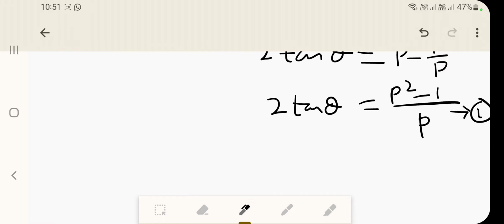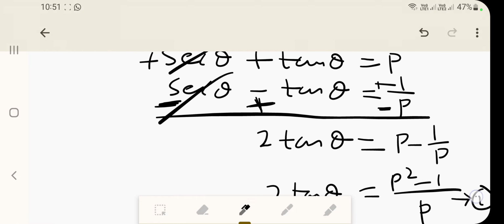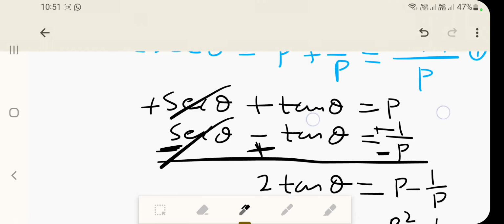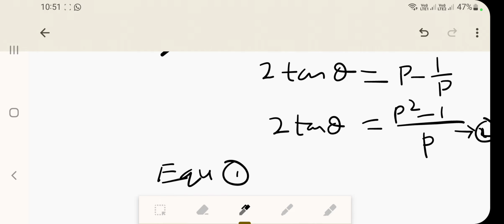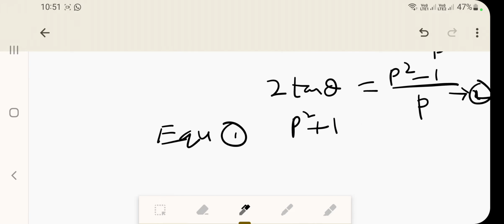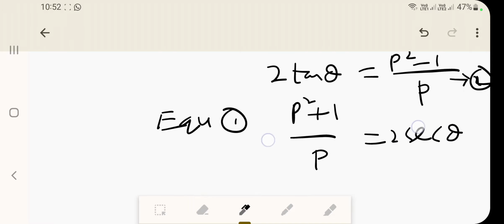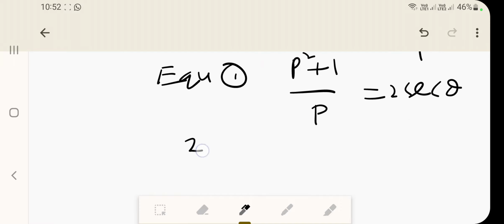Now if you take the ratio of equation number 2 and equation number 1, we get the required answer. Equation number 1 is (p square plus 1) by p is equal to 2 secant theta. Now if you take the ratio of these two, we get the required answer. The required ratio, what they have asked in the problem, is p square minus 1 over p square plus 1. So we divide equation 2 by equation 1.